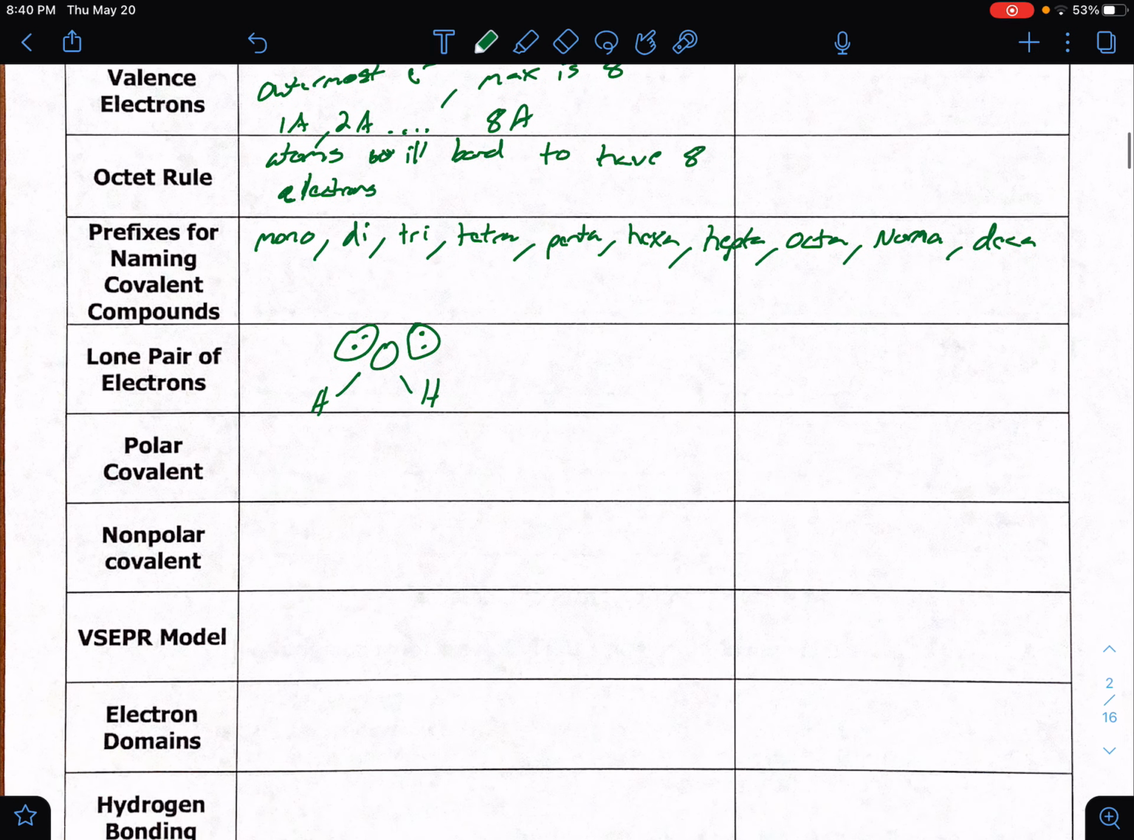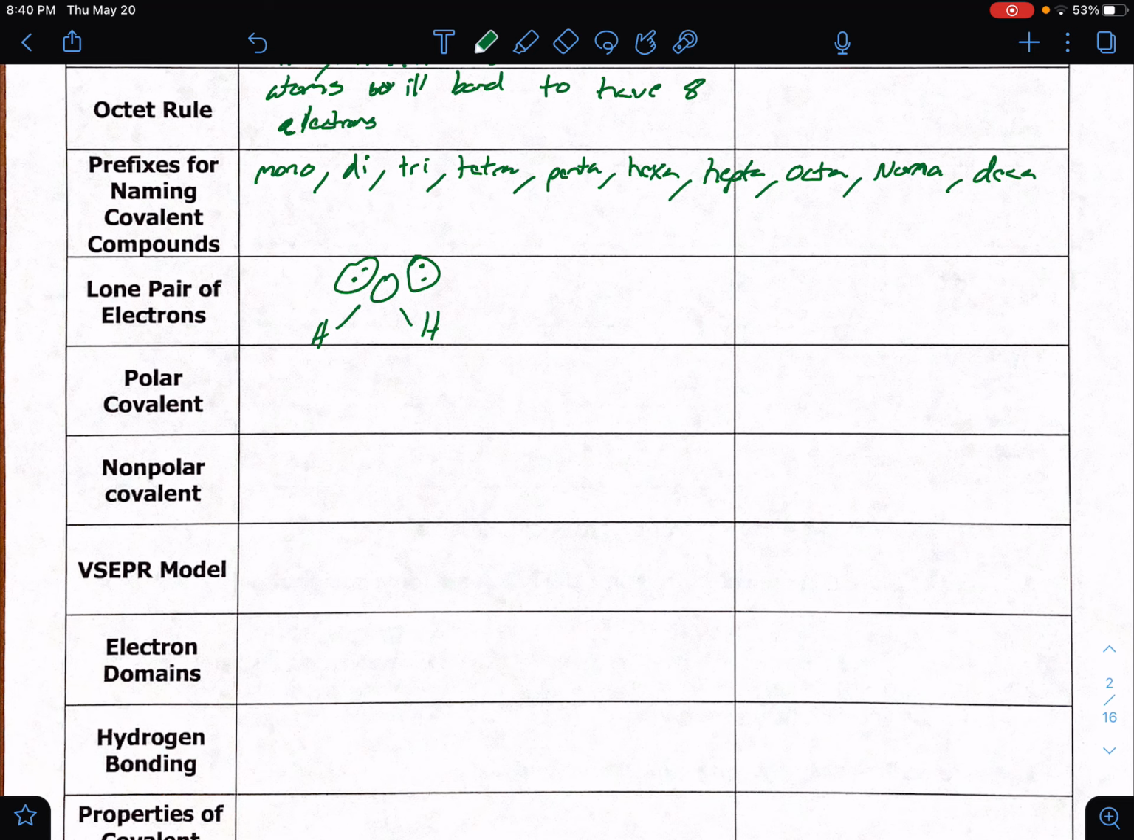Okay, polar covalent versus non-polar. So remember, polar means you have a positive side and a negative side, which makes this not symmetrical. Okay, so I'm going to draw one out. If I had one like this, N in the middle with 3 hydrogens bonded, and then a lone pair right here. This is not perfectly symmetrical, so you're going to have a slightly negative side compared to the other hydrogens. So this would be polar.